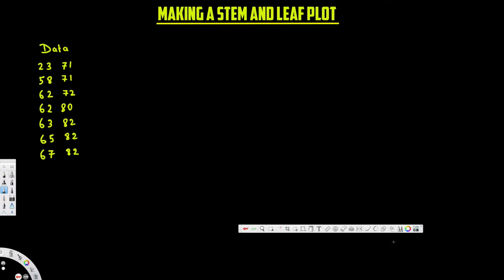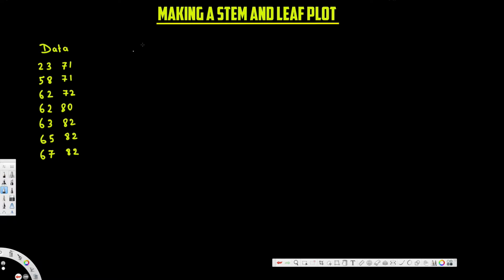What's going on, guys? In this video we are going to see how to make a stem and leaf plot. Now let's go ahead and see what that is. The first thing is stem. Stem is the leading number. Here we have 23, the leading number is 2. 58, leading number is 5. So it goes like that.